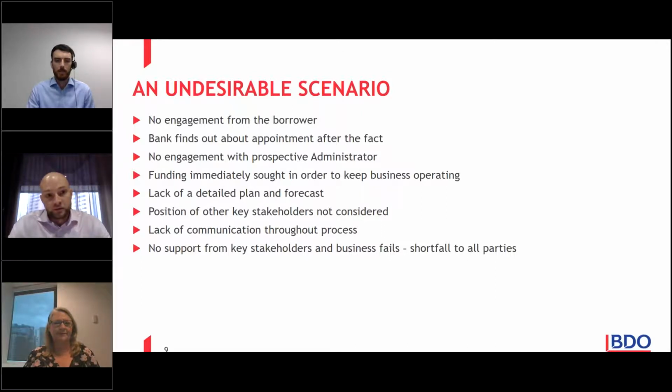And if we see this play out in a worst case scenario, you get to the end of the VA process and you don't have support from key stakeholders, the business inevitably fails. You see the value of your security reduced to liquidation value, creditors receive no return, employees lose their jobs. More often than not, if this is a process that's implemented prior to appointing an administrator, it's pretty ugly at the end, and there's usually a shortfall to the majority of people involved.